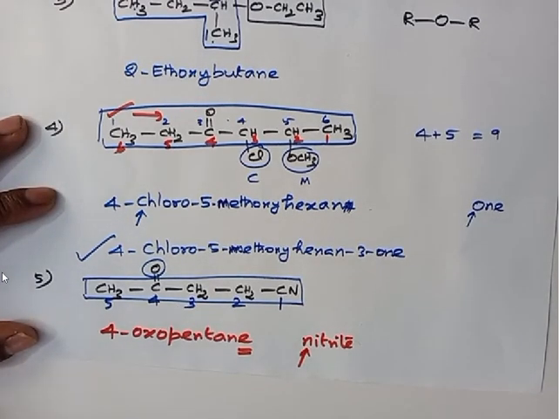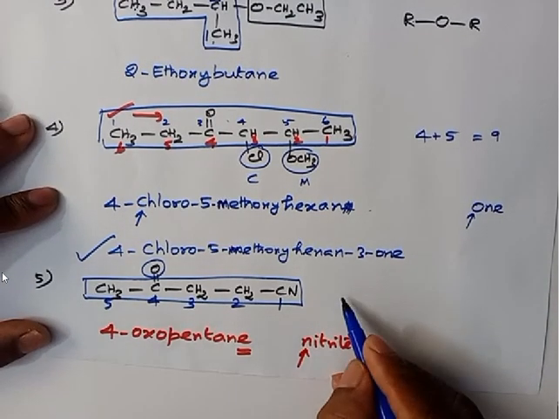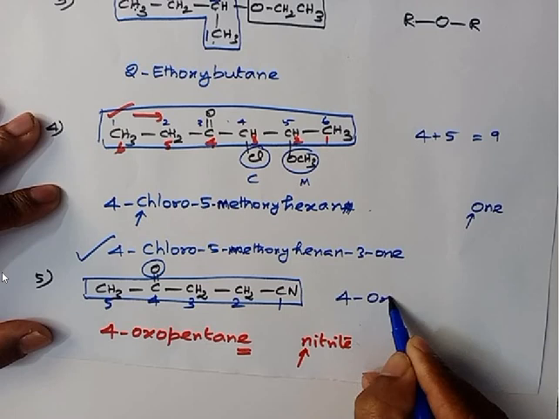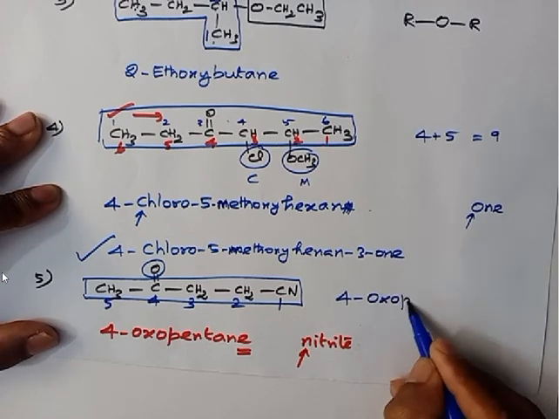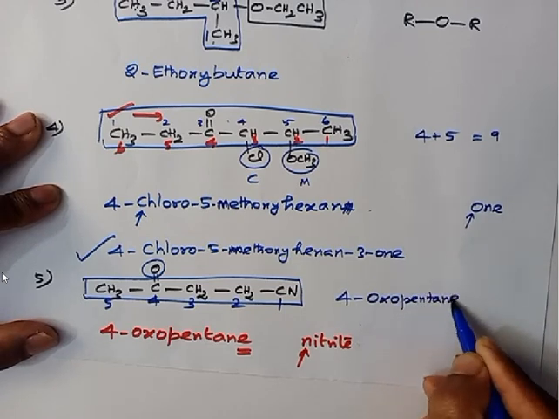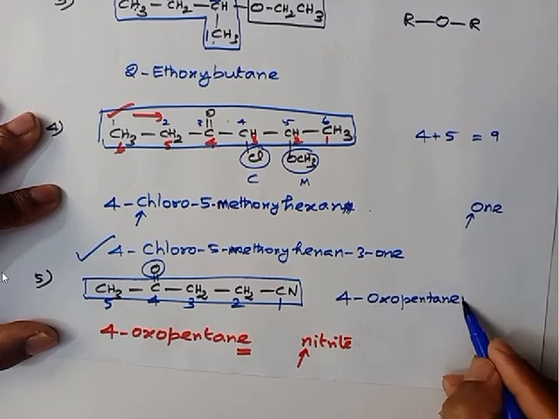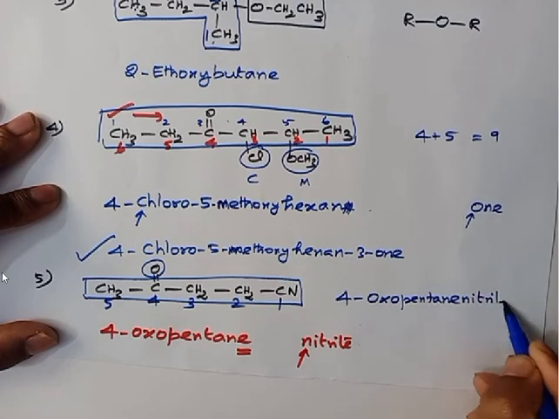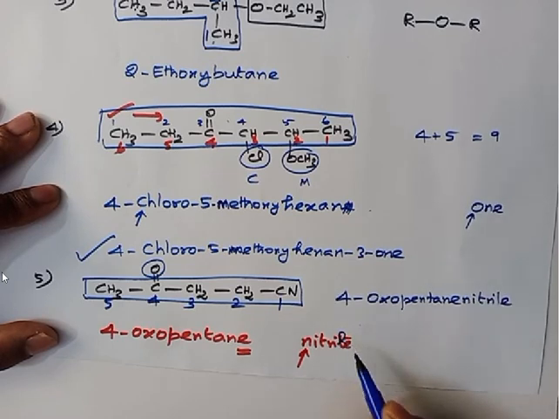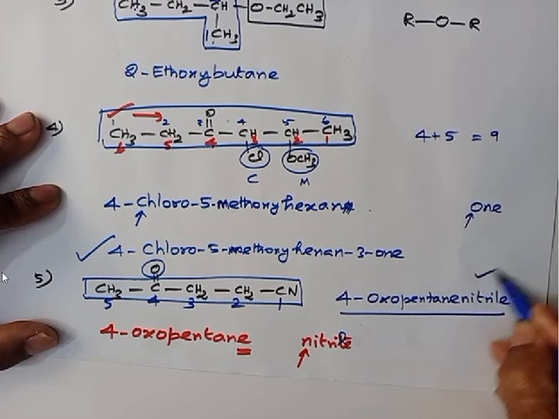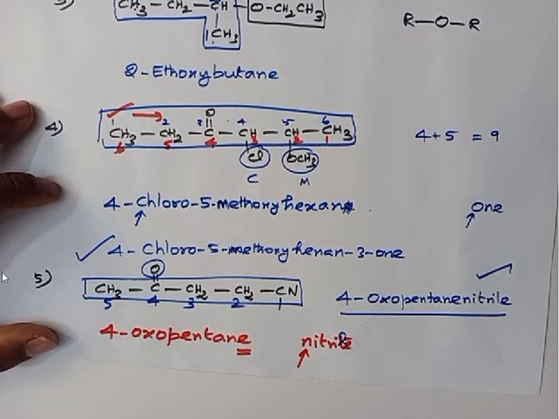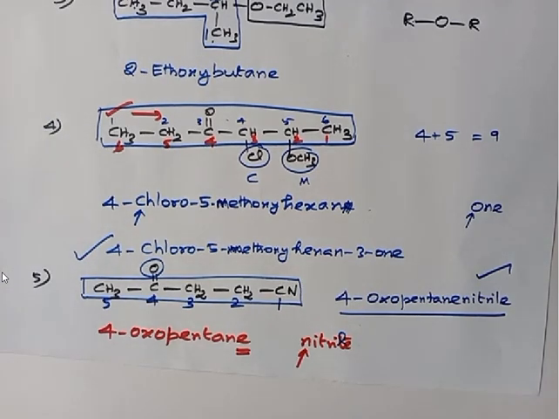So what's the name? The name of this compound is, I'll write here, 4-oxopentane nitrile. This is the correct name. This is the IUPAC name of this compound.